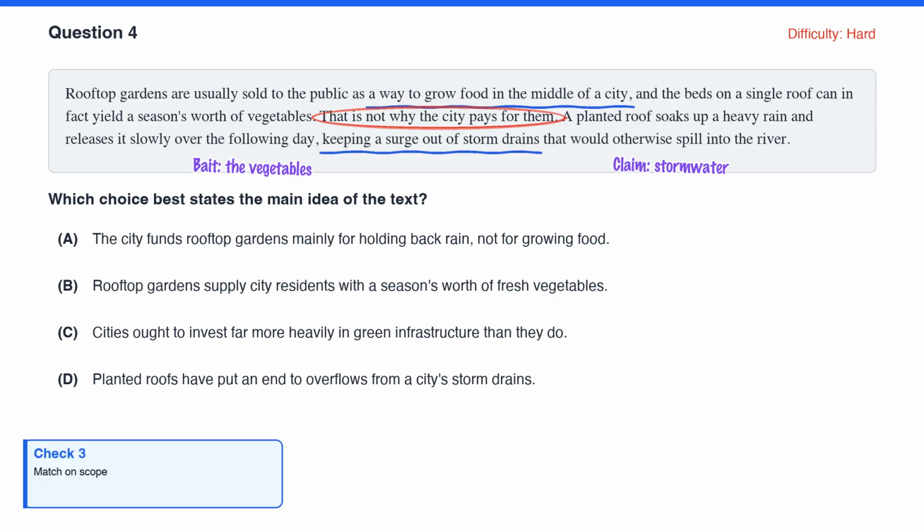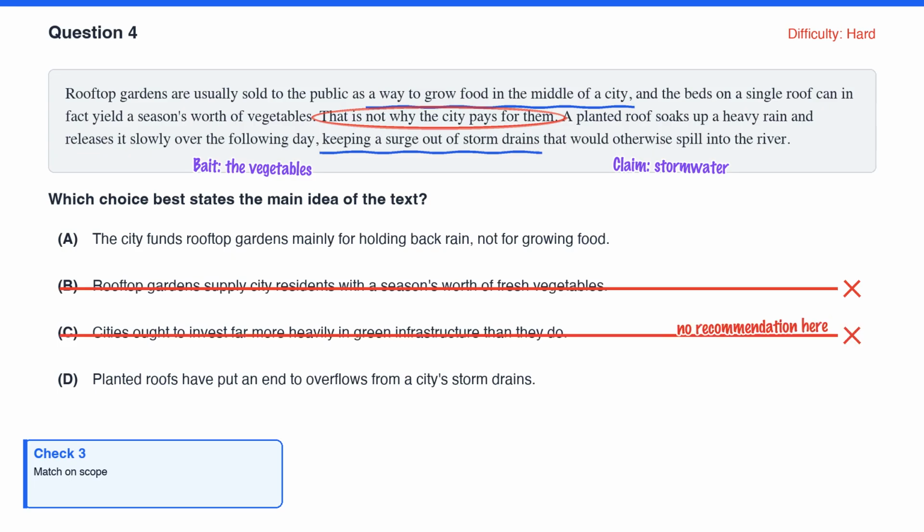Check 3. Match on scope and watch what the traps are made of. B says rooftop gardens supply residents with fresh vegetables. That is the concession. The passage grants it so that it can set it aside. Cross it out. C says cities ought to invest far more heavily in green infrastructure. Nobody here recommends anything. The text explains a decision already made. Rule it out. D says planted roofs have put an end to overflows. Keeping a surge out is not ending them. That is a stretch well past the evidence.